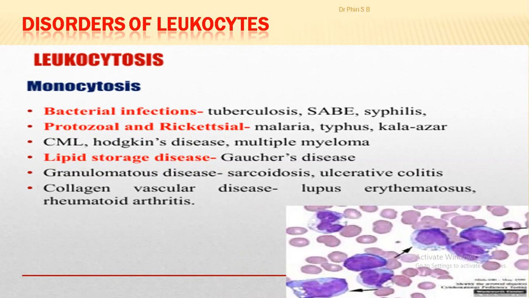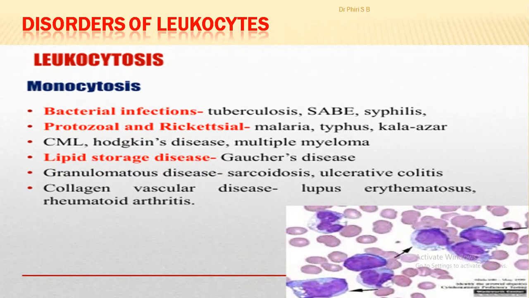Syphilis, you also have an increase in monocytes. Protozoa or rickettsia, like malaria, typhus, kala-azar. Kala-azar is also an infectious disease caused by infection with the leishmania parasite, or leishmaniasis. Then you can also have chronic myeloid leukemia, Hodgkin's disease, multiple myeloma. All these will cause an increase in monocytes, or monocytosis.